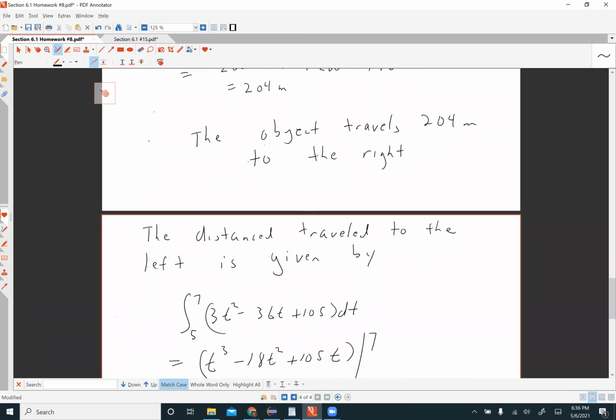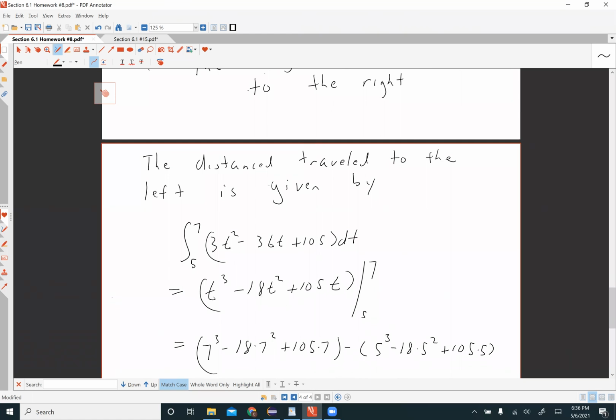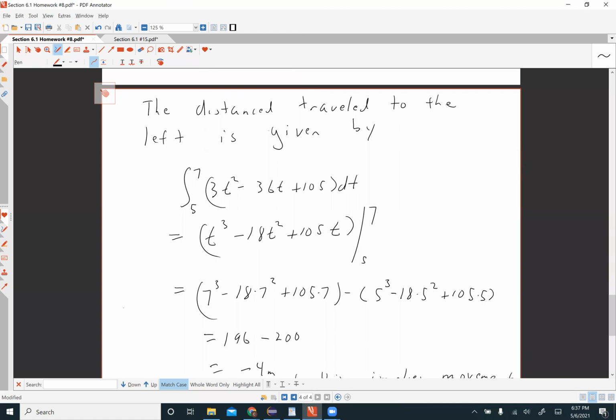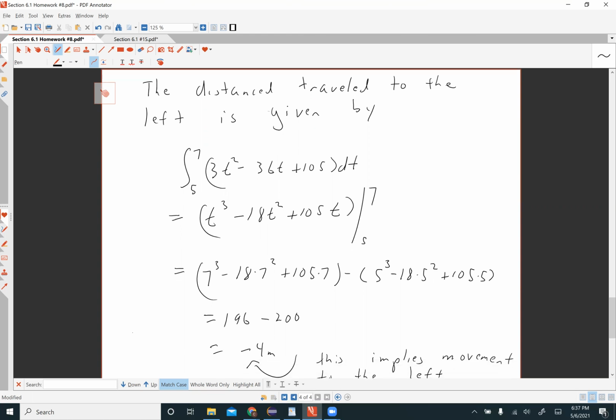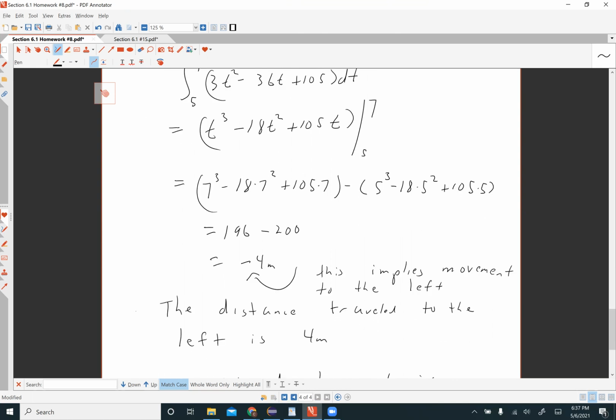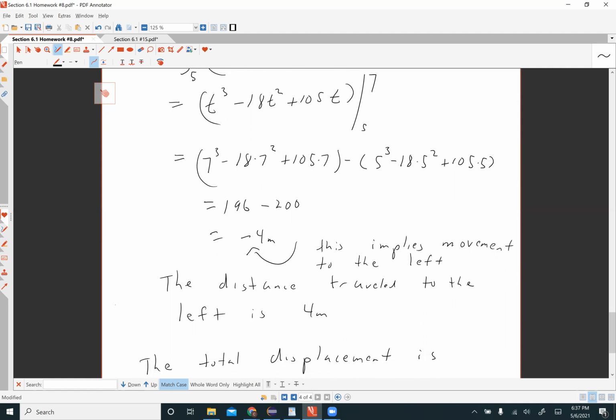That's got to mean we've moved 4 meters to the left, but let's compute the distance traveled to the left. The velocity is negative from time t equal to 5 seconds to t equal to 7. And there's our friend again, 3t squared minus 36t plus 105. I don't think I made a mistake this time computing the antiderivative: t cubed minus 18t squared plus 105t. We evaluate from 5 to 7. So it's f of 7 minus f of 5, and we get 196 minus 200, negative 4. The negative sign means movement to the left. So the distance traveled to the left is 4 meters.